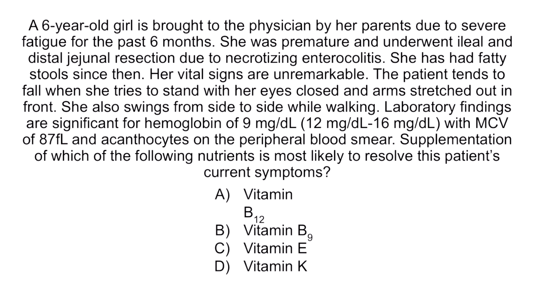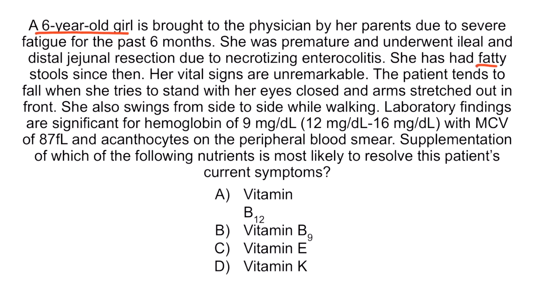The patient tends to fall when she tries to stand with her eyes closed and arms stretched out in front. She also swings from side to side while walking. Laboratory findings are significant for hemoglobin of 9 with MCV of 87 and acanthocytes on the peripheral blood smear. Supplementation of which of the following nutrients is most likely to resolve this patient's current symptoms? A. Vitamin B12, B. Vitamin B9, C. Vitamin E, or D. Vitamin K.